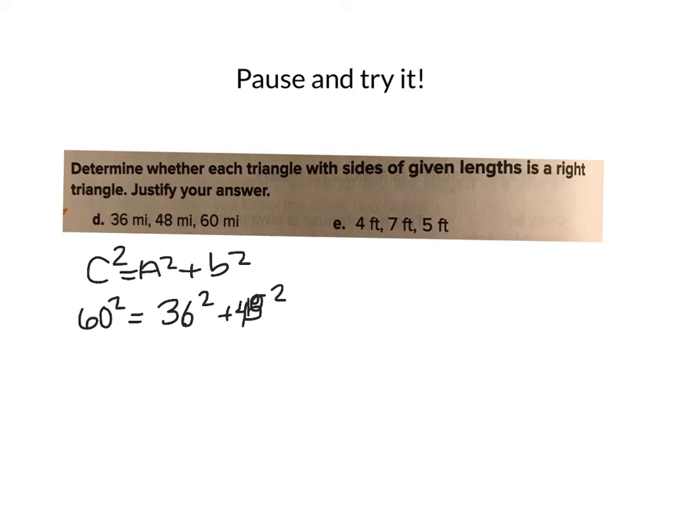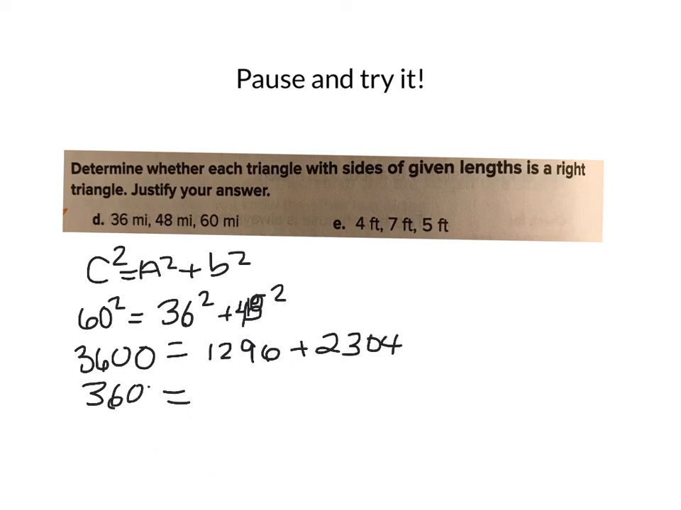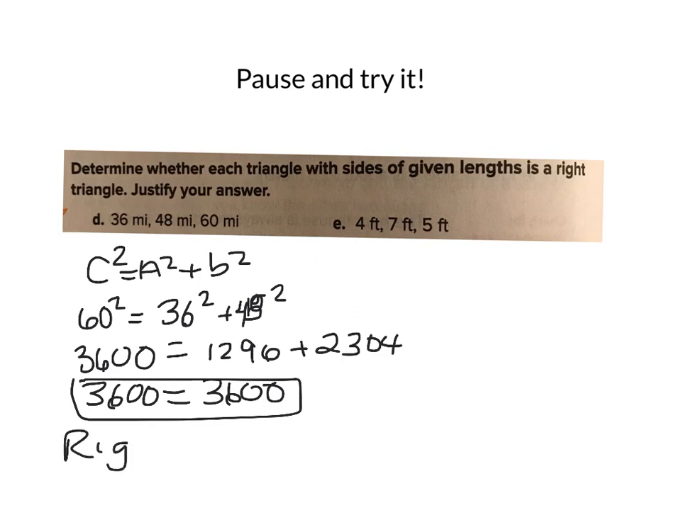All right, 60 times 60 is 3,600. 36 times 36 is 1,296. And 48 times 48 is 2,304. So now I'm going to add these together. 1,296 plus 2,304 gives me 3,600. Since these do equal each other, this is a right triangle.